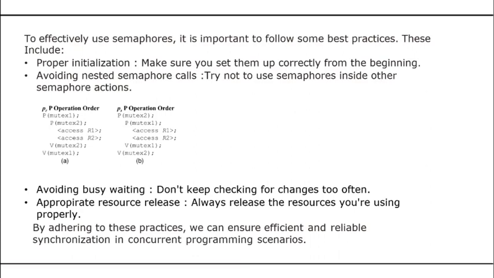Then the next way is appropriate resource release. When you're done with the resource protected by a semaphore, it is essential to release it properly. Failure to release resources can lead to deadlocks and inefficiencies in a concurrent system. Proper resource release ensures that other processes can access the resource when needed.